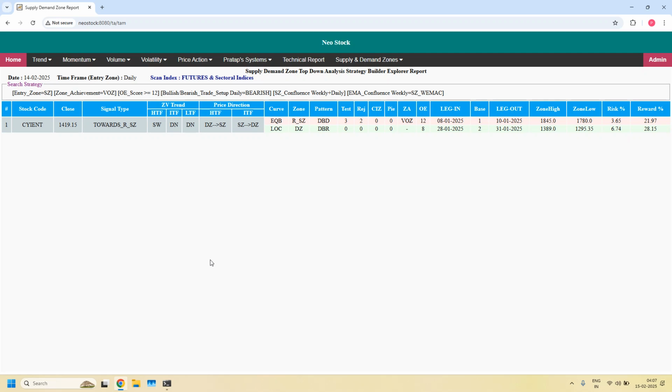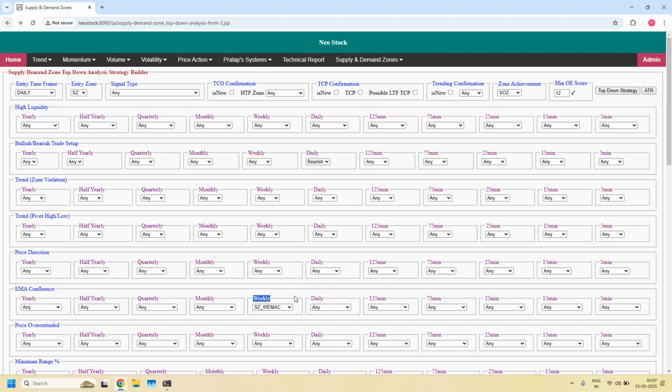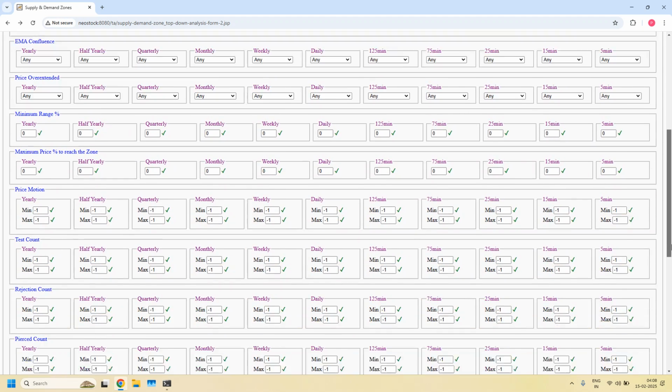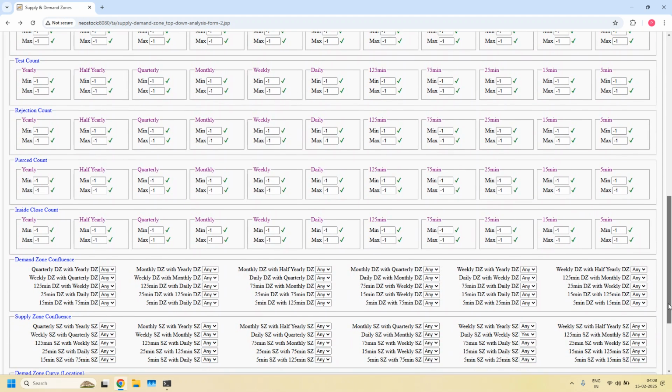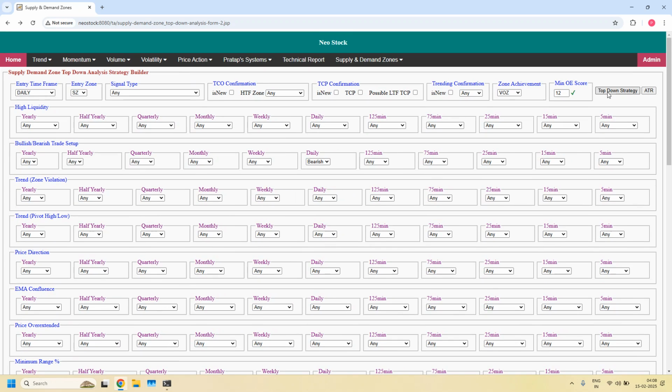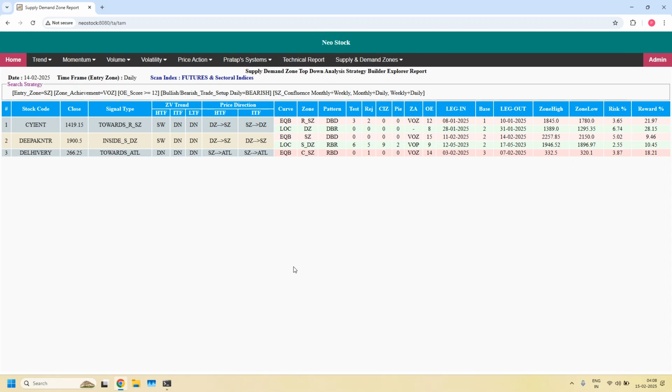Next we should look for LTF, ITF, HTF supply zone confluence. So I'm going back, removing the EMA filter. In the supply zone confluence, we should set 3 filters. First filter is already enabled, daily with weekly. Second filter, daily supply zone with monthly supply zone confluence. Third filter, weekly supply zone with monthly supply zone confluence. With all the 3 filters, we got 3 stocks out of 4.